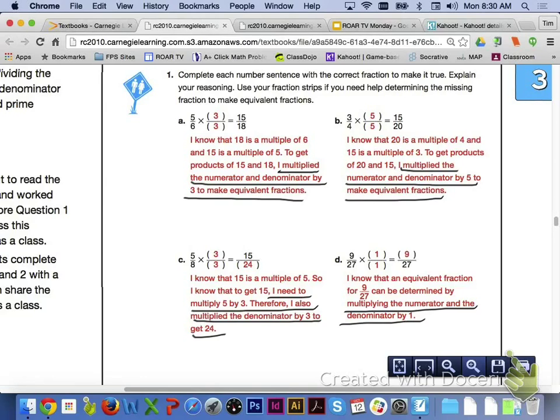For letter A, we are going to multiply by 3/3 to get 15/18. For letter B, we're going to multiply by 5/5 in order to get 15/20. For letter C, we're going to multiply by 3/3 to get 15/24. And for letter D, we're going to multiply by 1/1 to get 9/27.